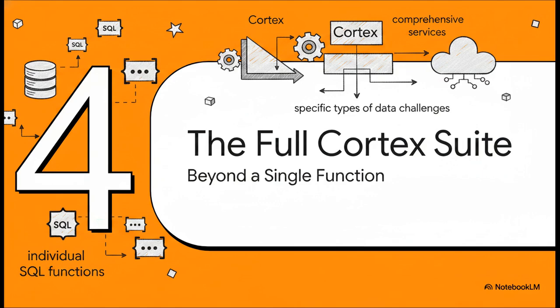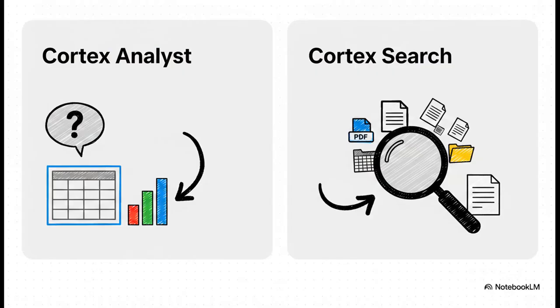These individual SQL functions are fantastic, but Cortex is actually even bigger than that. It also includes more complete services that are built for very specific kinds of data challenges. This slide breaks it down nicely into two main parts. On one side, you have Cortex Analyst. This lets your business users ask questions about your data in plain English, like, show me which products had declining sales last quarter. Then on the other side, you have Cortex Search, which acts like your own private Google for all your internal company documents and unstructured data.